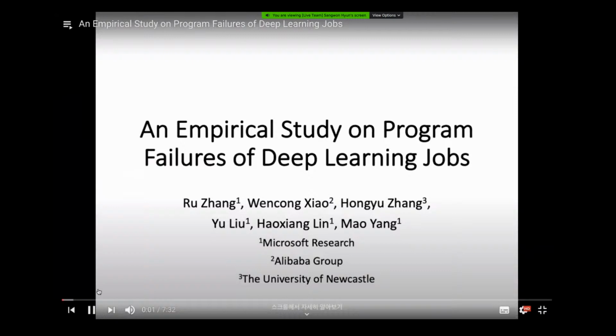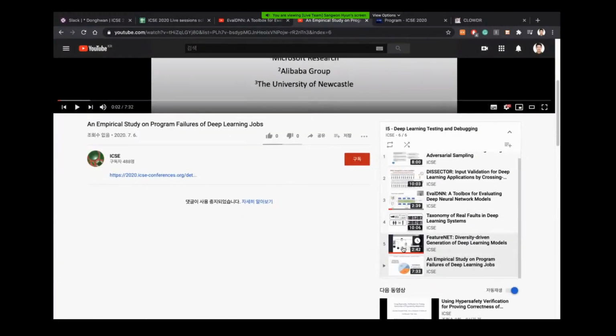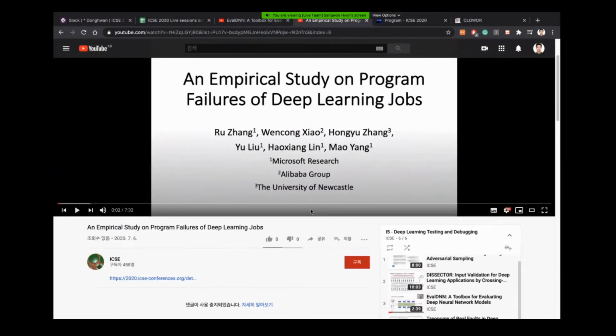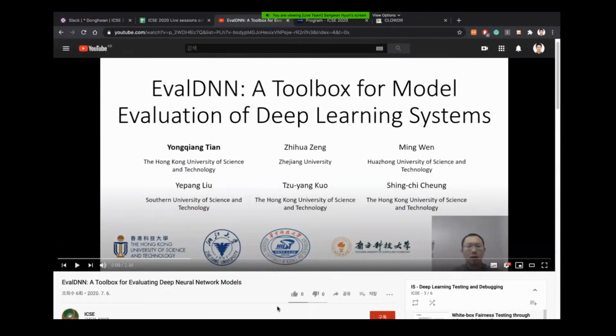Hi, I'm Ru. I will be presenting. Yes, we need to move on to the next demo paper again, EvalBNN, a toolbox for evaluating deep neural network models.